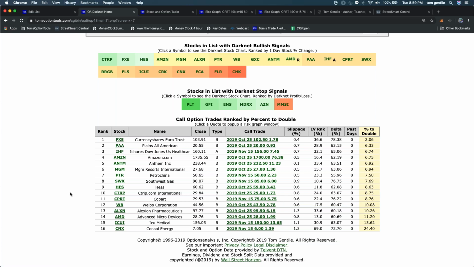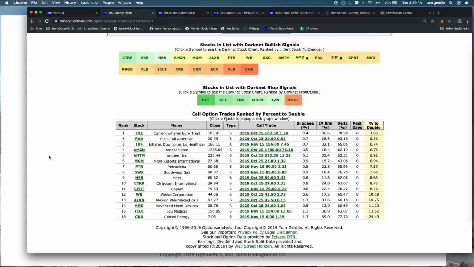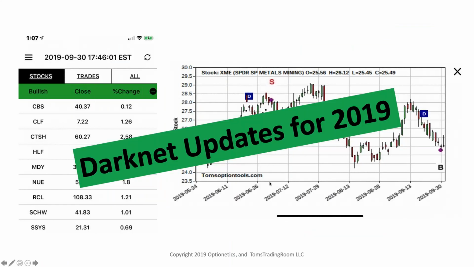Now, I want to show you guys something new for 2019, especially those of you that are tool users: we've got a Darknet app. As part of our tools, we are now releasing the Darknet app.